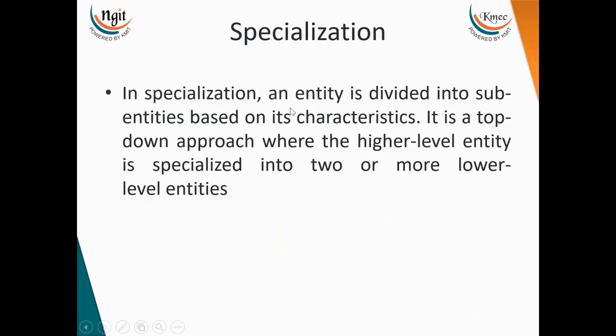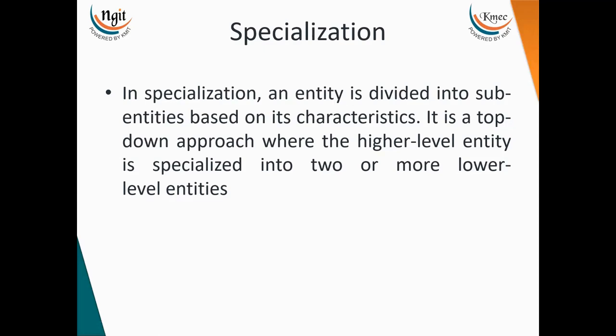In specialization, an entity is divided into sub-entities based on its characteristics, and it is a top-down approach where the higher level entity is specialized, or divided into two or more lower level entities. So if you see this definition, specialization is the exact reverse of generalization. From generalization, we created a new entity from the lower level entities, from the bottom in an upward direction.